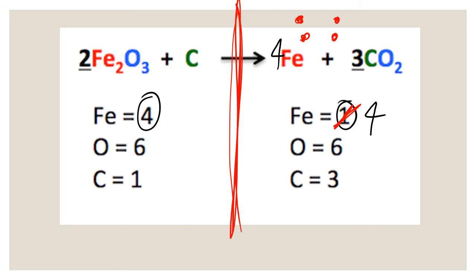And then likewise on the carbon end of things, you've got 3 on this side, 1 on this side. Just put a coefficient of 3 next to it, and now you've got 3 of those. So that's how you balance it. This was an easy one. They'll get more complex as you go on, but if you follow that, you should be pretty good. All right. Bye-bye.